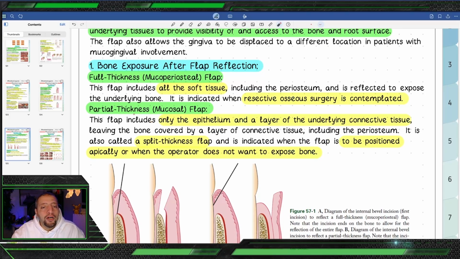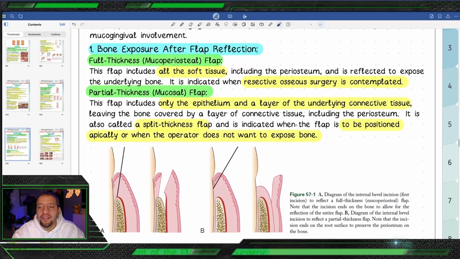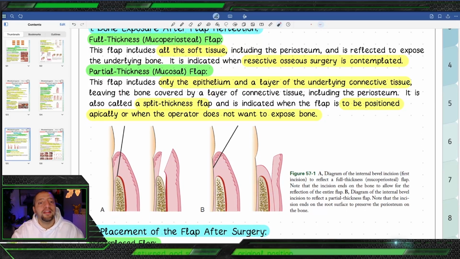contemplated. Partial thickness or mucosal flap, this one includes only the epithelium and a layer of underlying connective tissue, leaving the bone covered by a layer of connective tissue, including periosteum. So here we are not going to include the periosteum in our flap. It is also called a split thickness flap and is indicated when the flap is to be positioned apically or when the operator does not want to expose bone.